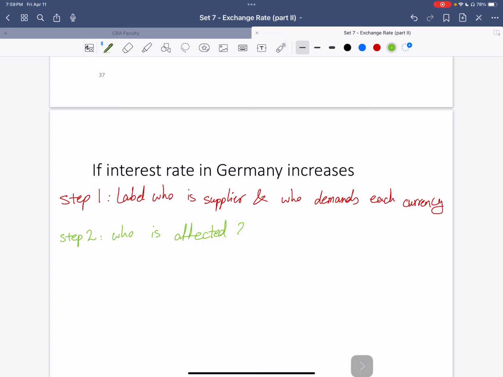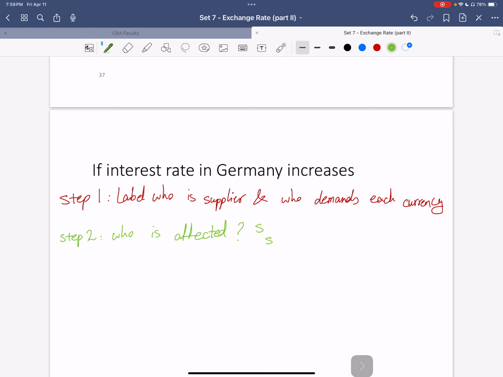If you remember, when we were talking about supply and demand earlier this semester, we were saying that when an event happens, the first step is to figure out whether supply changes, demand changes, or both of them change. Here, we are following the same steps.